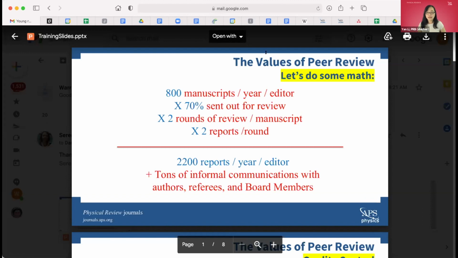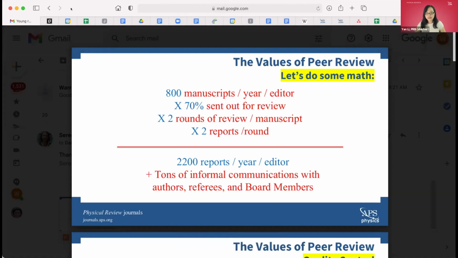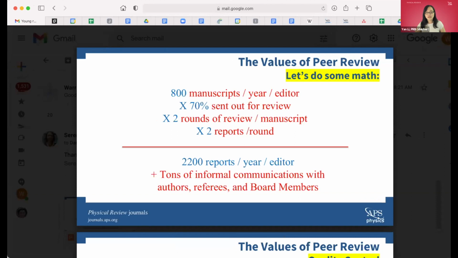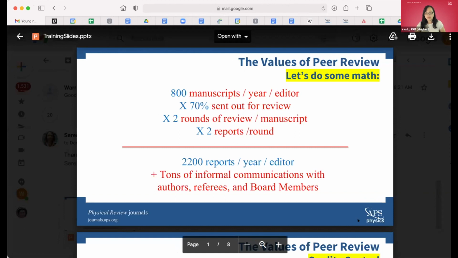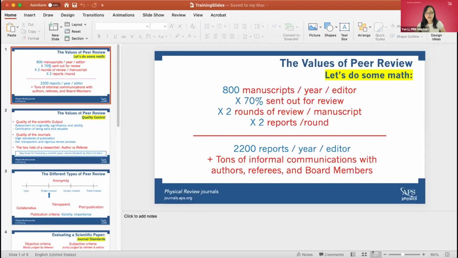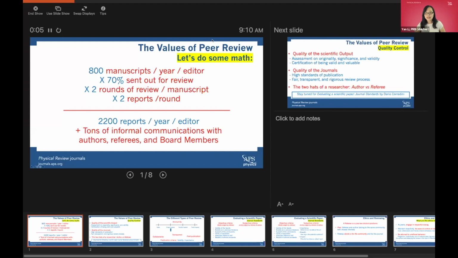Let's first do a little bit of math here. A typical editor at PRB, which is the journal I work at, handles about 800 papers a year. Some of these manuscripts will be editorially rejected. Let's say 70% of them are sent out for review. On average, each of these manuscripts takes about 2 rounds of review, and each round receives roughly 2 reports. If you do the math quickly, you will see that that already amounts to roughly 2,200 reports a year for an editor. You get a similar number for the total number of submissions and resubmissions that will arrive at our desk each year. So that gives you a sense of the order of magnitude of how often we editors interact with authors and referees each day.